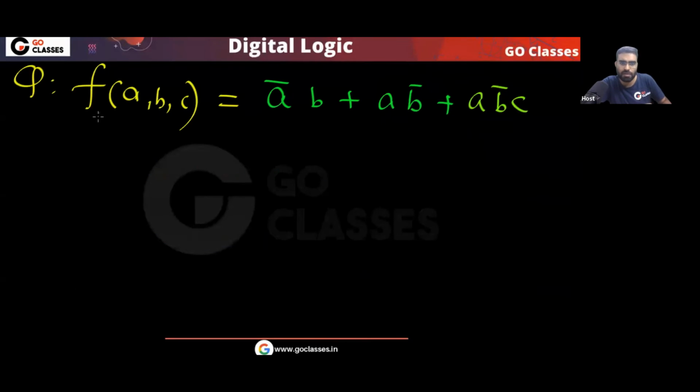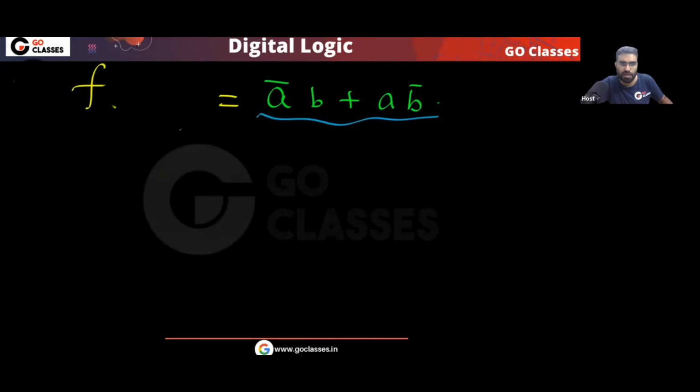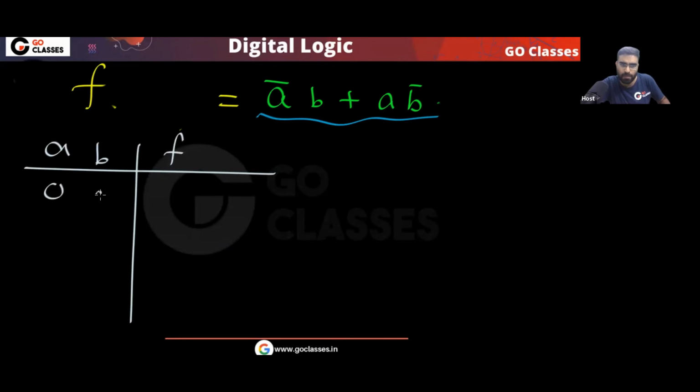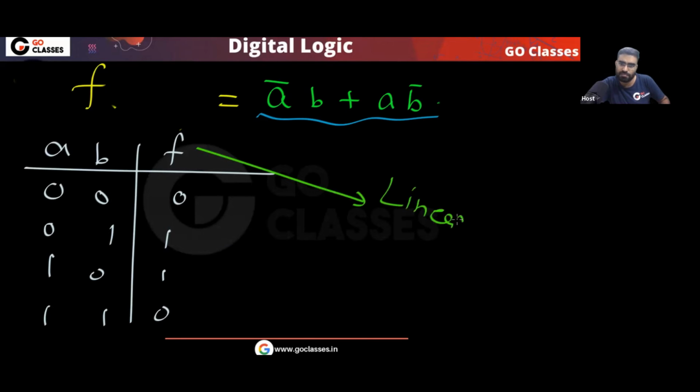Now what do you do? Now you have this function f. Now you create the truth table for this only. In your truth table, don't consider the dummy variable. Consider the truth table without the dummy variable, and you can check. Now you can check, this will be linear.